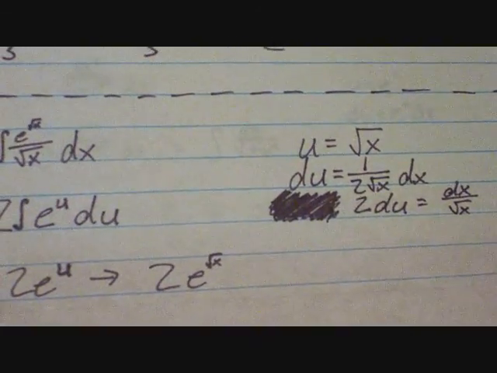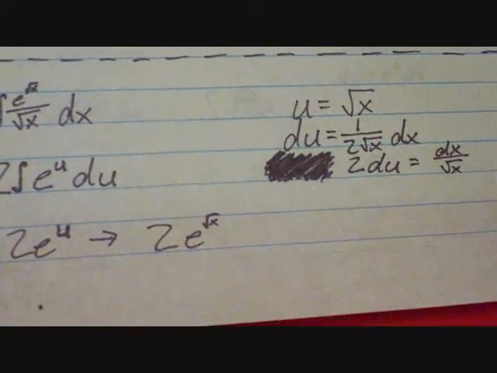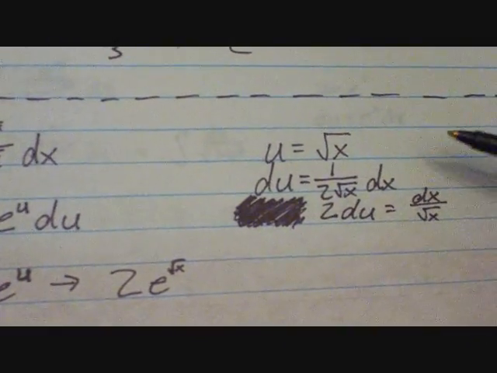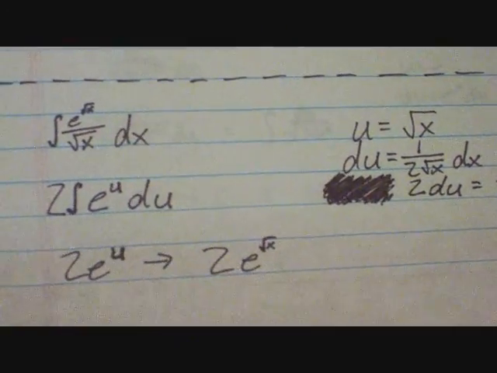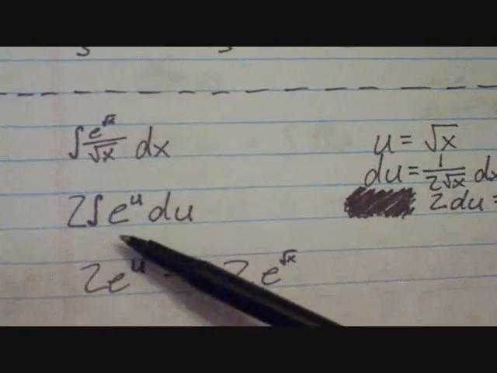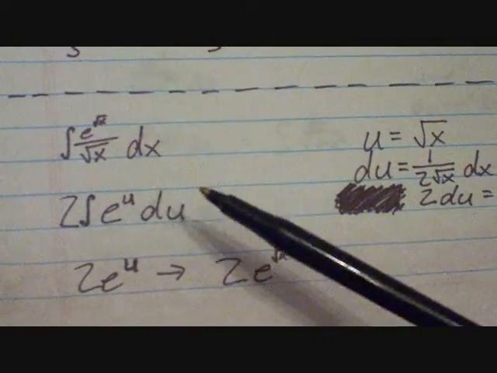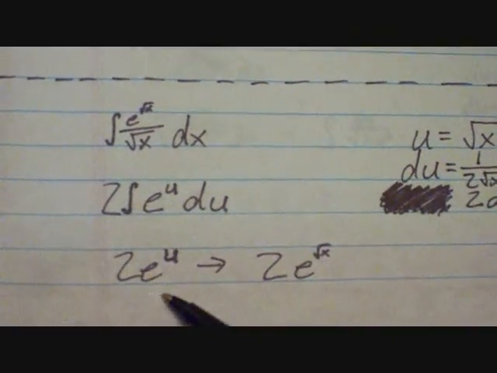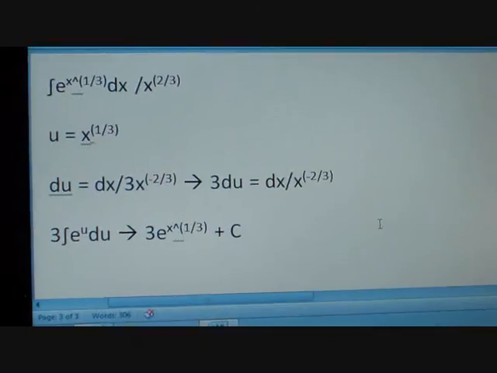dx. To solve for dx, to make it most simplified, or so that it'll fit in this problem over here, we have 2 du equals dx over the square root of x. So we plug this back in over here. We can pull 2 through the integral, and then we have 2 the integral of e to the u du. We then have 2 e to the u, which then simplifies down to 2 e to the square root of x.